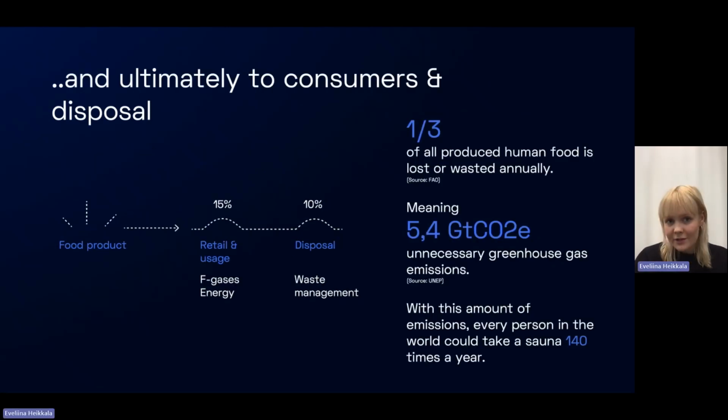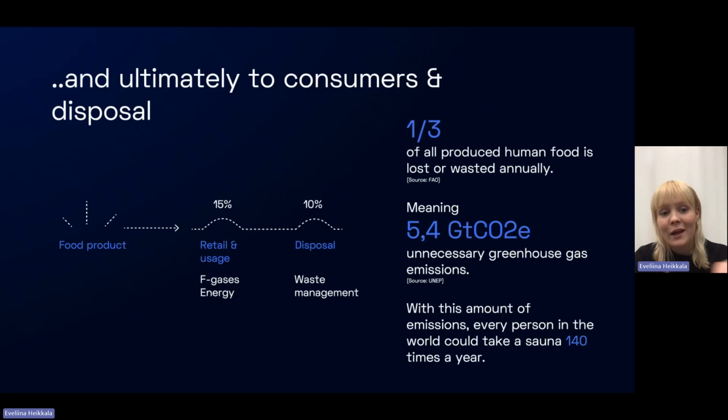And now that we have the food product ready to be delivered to consumers, the retail and usage phase covers approximately 15% of the emissions. And these emissions arise from, for example, leakages of fluoride gases, which are used as refrigerants or in air conditioning systems. And it's good to note that the global warming potential impact of fluoride gases is much greater than that of carbon dioxide, and therefore they are a significant emission source. Then energy usage, for example, cooking and freezing the food in freezers or preparing it in a way that demands energy or electricity. Then 10% comes from the disposal, and these emissions arise mainly from the landfill emissions and then from the waste management practices.